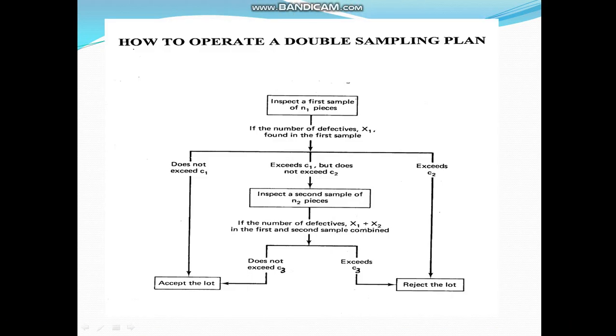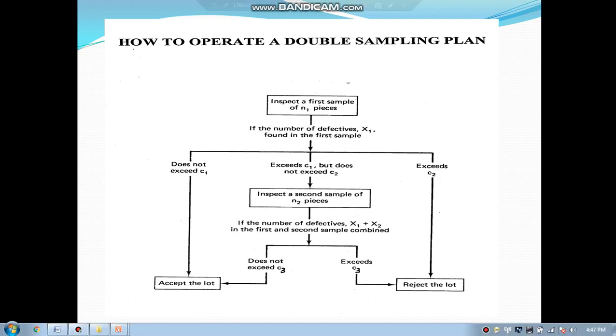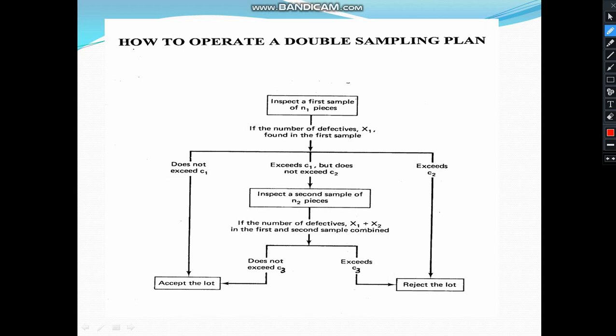Here you can see the mechanism. First what we will do, we will have a lot of capital N size. Then out of that lot of capital N we will take a sample of say N1 size. Now in this sample we will inspect each and every item, and after that we will find out the number of defective from that sample.